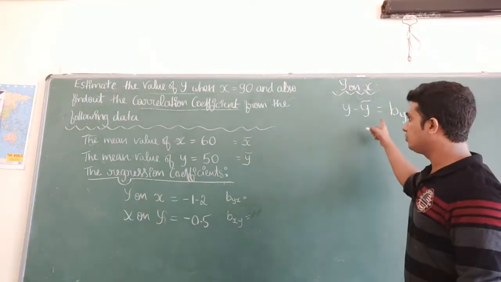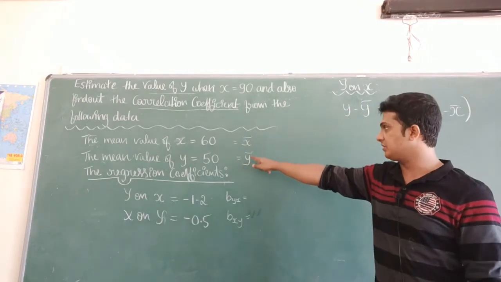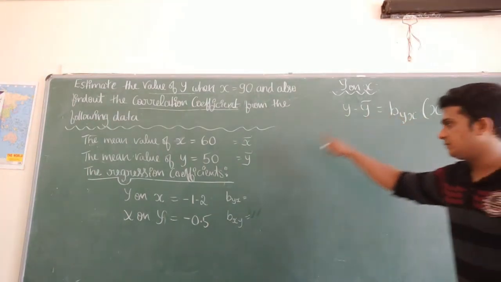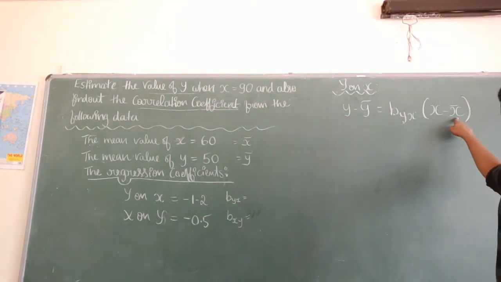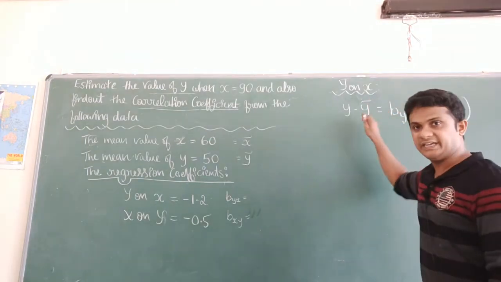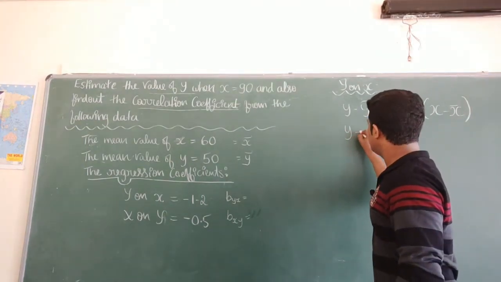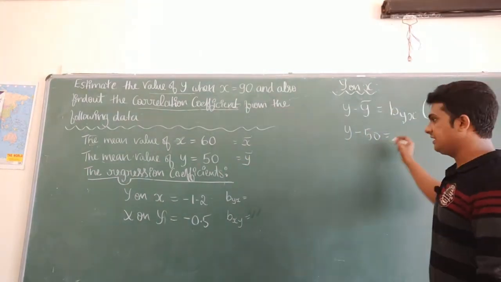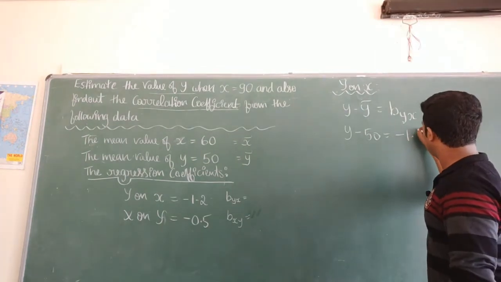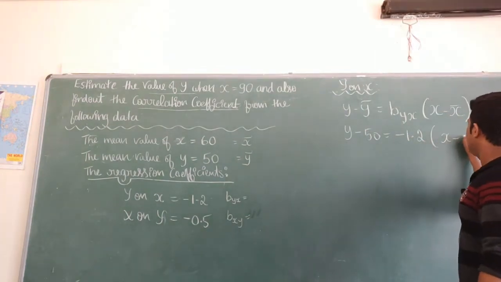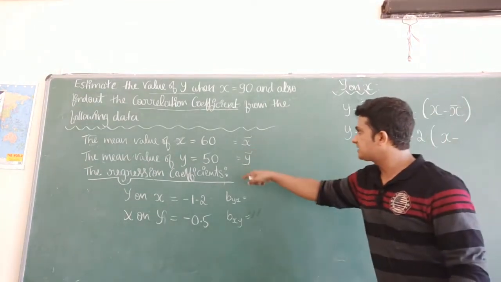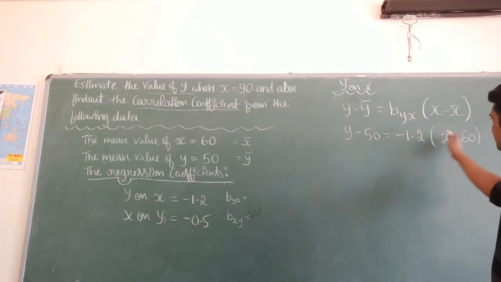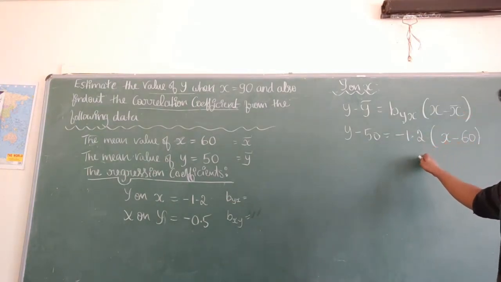So now what we need to do is substitute the values they have given in the question into this equation. We have y bar, which is given, b of yx, we know it is here, and then they have given x bar. So we will substitute those values into this equation. I'll be doing that now. y minus y bar, how much is y bar? 50. It is equal to b of yx, and b of yx is minus 1.2, into x minus x bar. How much is x bar? x bar is 60, right? So x bar is 60. So this is the equation after substitution.